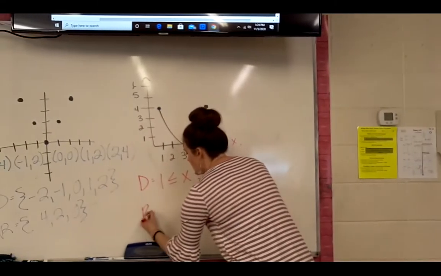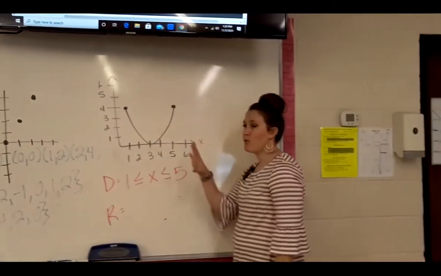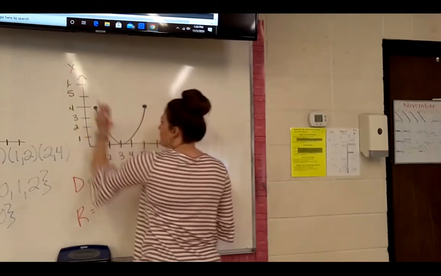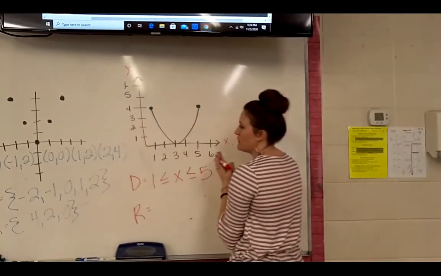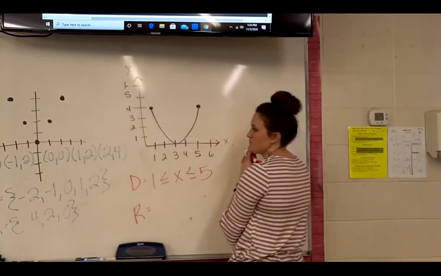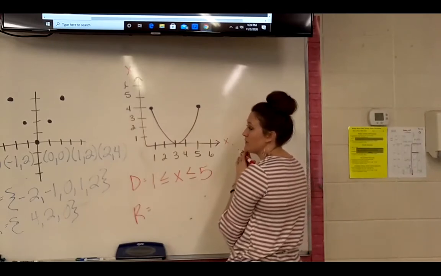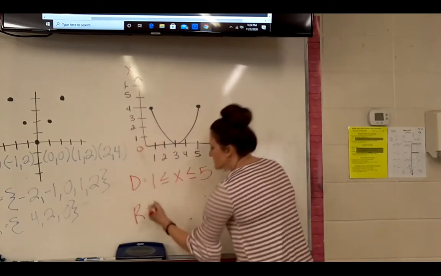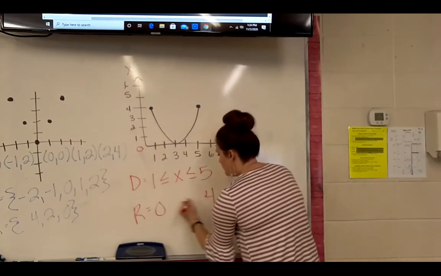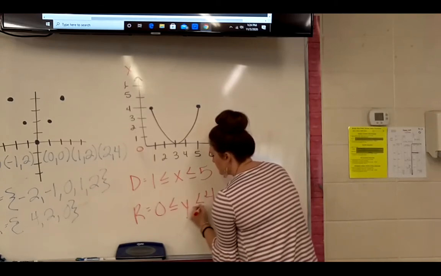Then for the range, you're only looking at the y-axis. If you were to squish all of this up against the y-axis, what would it touch? 4, all the way to 0. Down here is 0. So it goes from 4 all the way to 0. So I have 0 to 4 and everything in between.